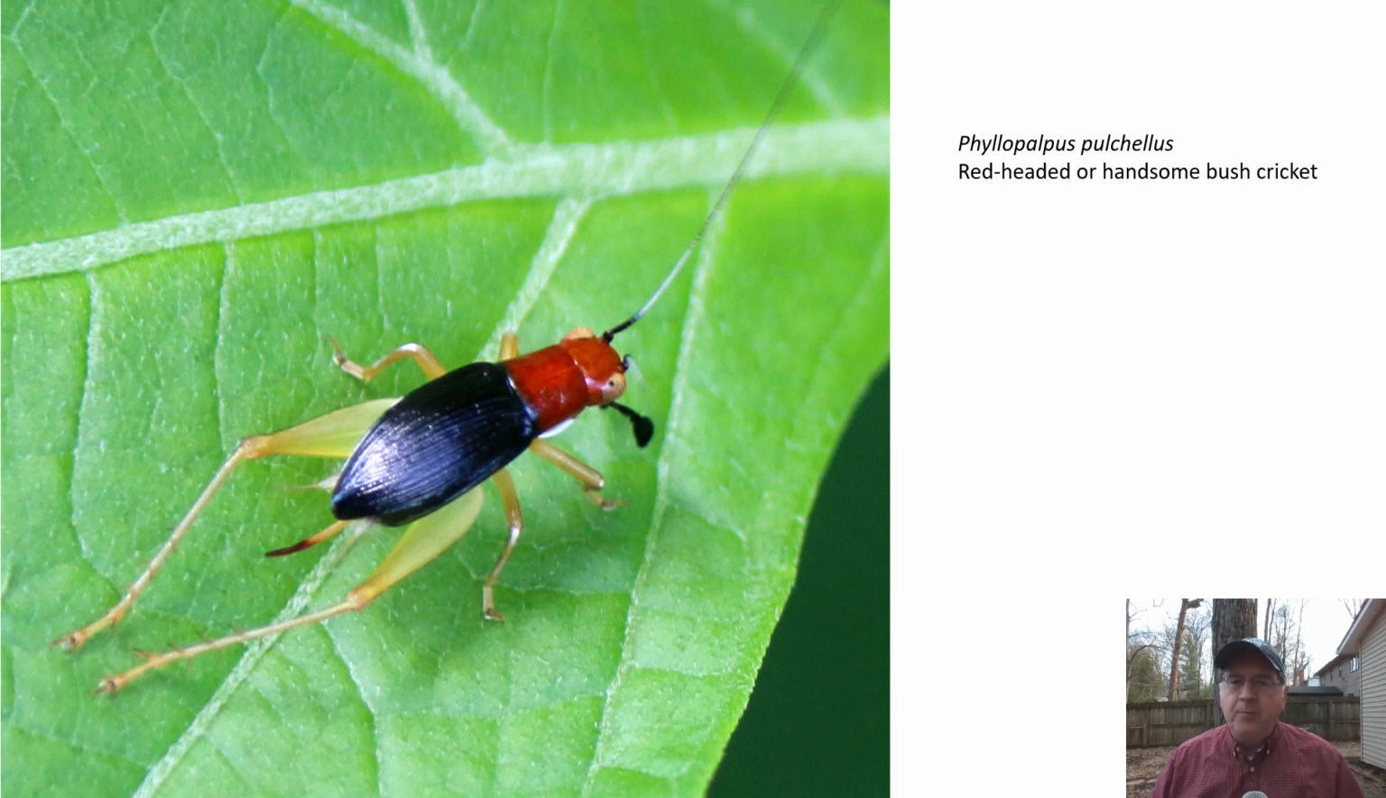The species is phyllopalpus, which means leaf-like palpus. You can see the maxillary palpi, these huge things here. And pulchellus just means beautiful. And this guy is about, I would say, max about a centimeter long, not counting the elongate antennae, of course. Local species.